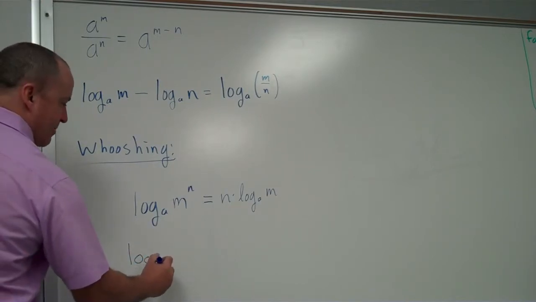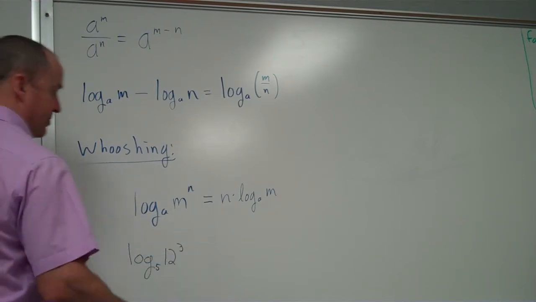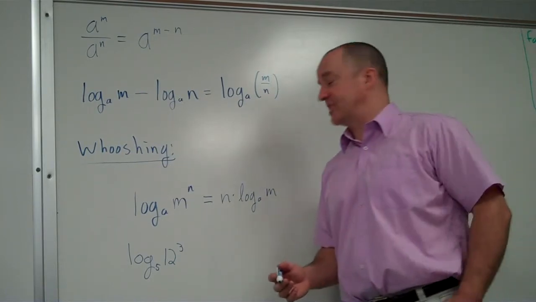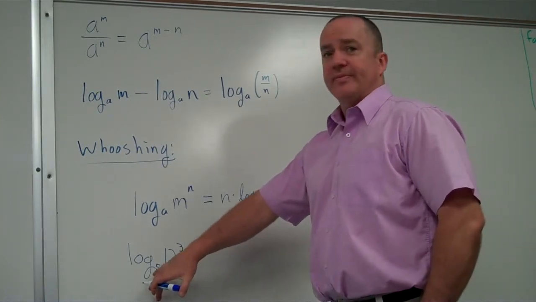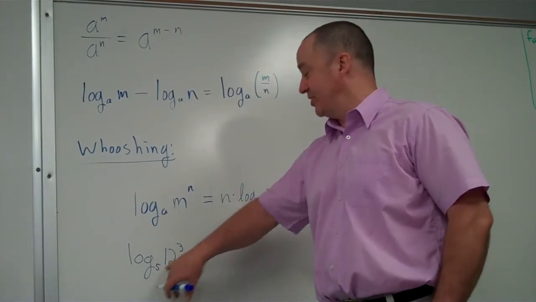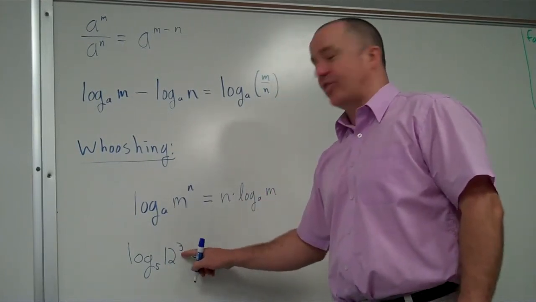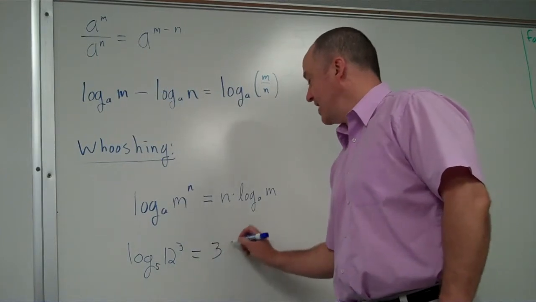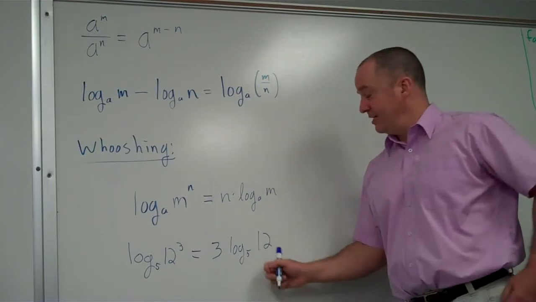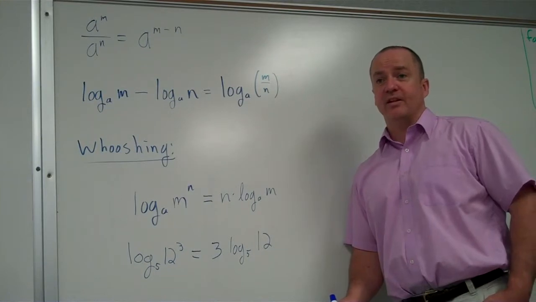So if I say the log base 5 of 12 cubed, for some reason I want to know that. This isn't one I'd expect you to know off the top of your head. I don't know. It would be a decimal. Yeah, it's going to be some hideous decimal, and I don't know what power you would raise 5 to get 12 times 12 times 12. But here's what I can do. I can take this 3 up here, and I can move it down here as a coefficient, and it's the same thing as 3 times log base 5 of 12.